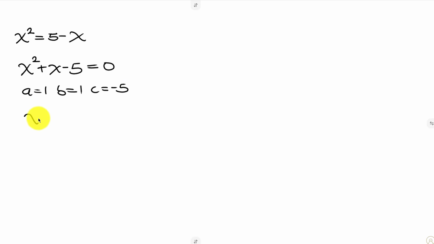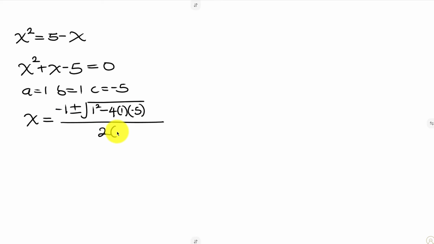Now using the quadratic formula, we have x to be equal to negative b, which is 1, plus or minus the square root of b squared, that will be 1 squared, minus 4 times a is 1, times c is negative 5, all over 2 times a, which is 2 times 1. Very good. Now, simplifying further, we have x to be equal to negative 1 plus or minus the square root of 1 squared is 1. Now, negative times negative is positive.